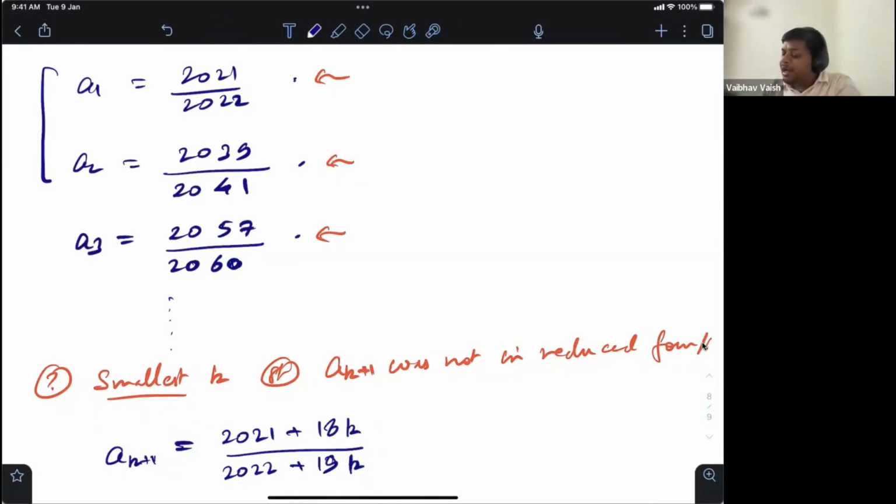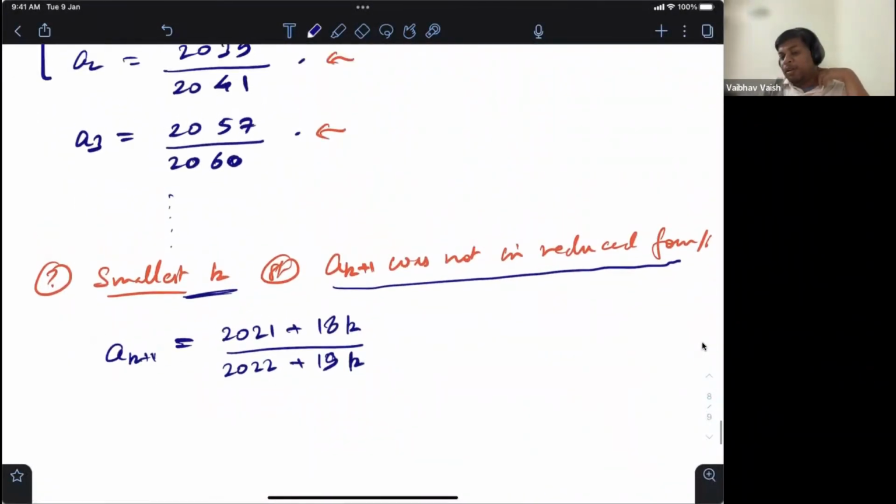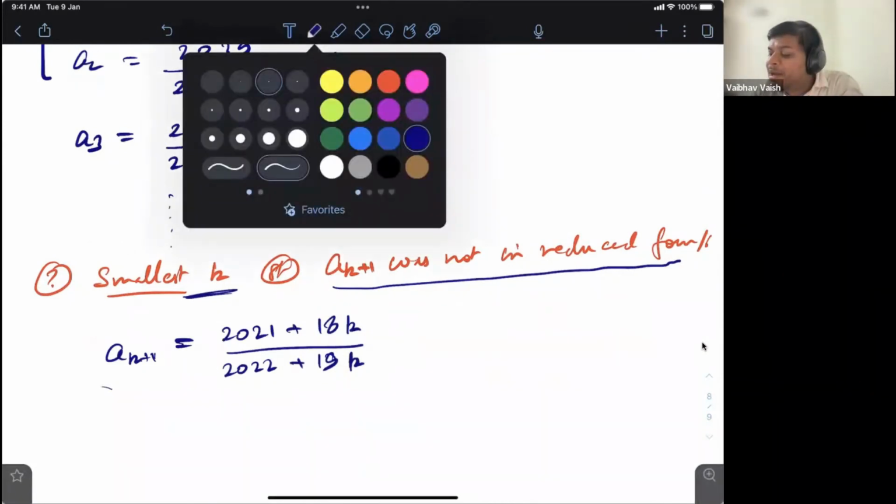And I'm assuming that this is the smallest K such that A_{K+1} was not in reduced form. So I keep doing it. I don't have to make any cancellations is the assumption. And A_{K+1} has cancellations, which means that the GCD must become larger than 1. This is where GCD comes into picture. Maybe I'll use some color.